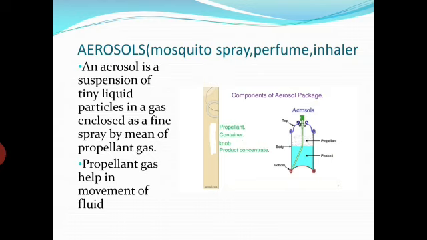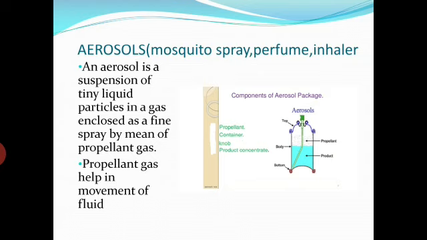Inside the can, you can see a hollow tube there, and on the top, in green color, that is a knob. So how does it basically work? When the knob is pressed, it exerts pressure inside the bottle, and liquid is sprayed out with the help of propellant gas. Propellant gas is there inside, that is a pressurized gas, and that helps in the movement of fluid.